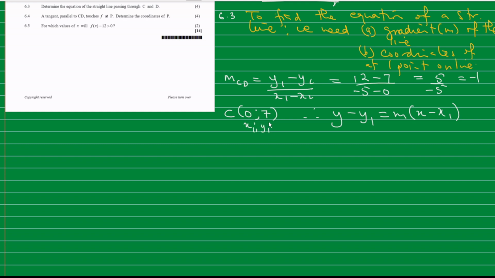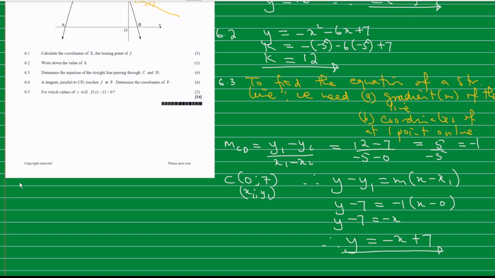So this is x1 and y1. Substitute there, we get y minus 7 is equal to the gradient, which is -1, into x minus 0. So that gives us y minus 7 is equal to -x. Take it there, so therefore our y is going to be -x plus 7, to give us the equation of the straight line.